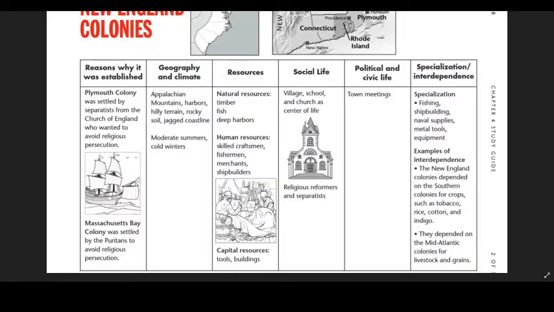They were very, very religious, so the church was the center of their life. And because they centered most of their life around the church, they would have town meetings in the church over what kind of laws they wanted for the town. And their specialization was fishing, shipbuilding, naval supplies, metal tools, and equipment. They depended on the other colonies for crops from the mid-Atlantic and cash crops like tobacco, rice, and cotton and indigo from the South.